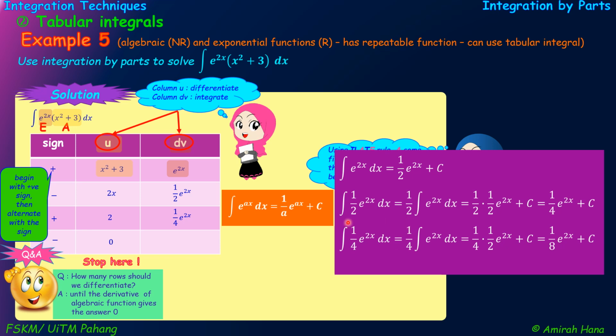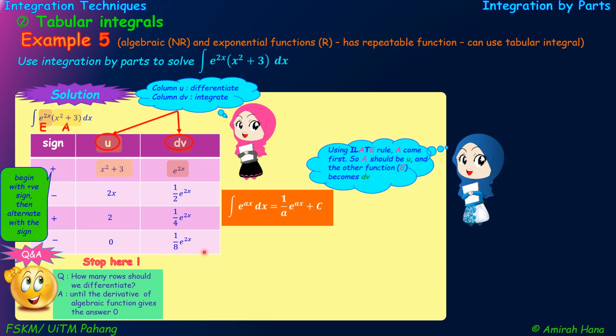So we can move out the constant 1 over 4 from the integration sign. And then we integrate e to the power of 2x dx using this formula. So we still have the constant 1 over 4 and then times, when we integrate e to the power of 2x dx, the answer equals half e to the power of 2x plus c. And then we multiply 1 over 4 and half here. So we get 1 over 8 e to the power of 2x plus c. So we can put it here. But no need to write plus c because we have not finished our solution yet.